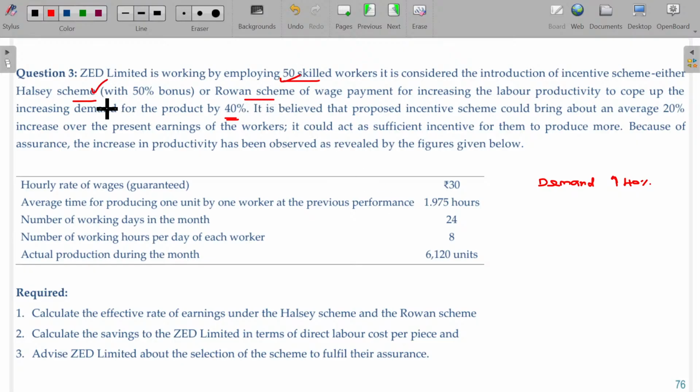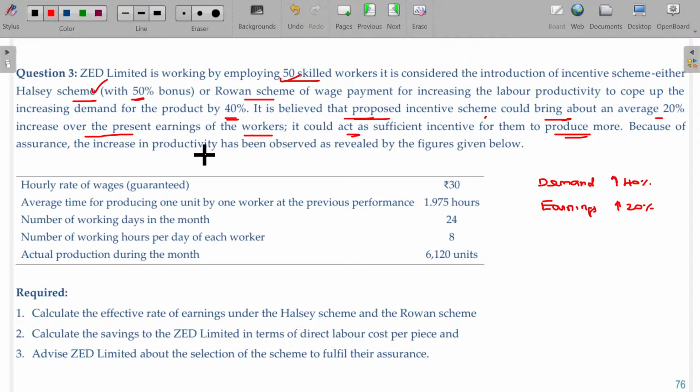Either Halsey or Rowan. In case of Halsey, 50% bonus plan. It is believed that the proposed incentive scheme, either Halsey or Rowan, could bring about an average 20% increase over the present earnings of the workers. Earnings of workers after introducing either plan increase 20%. If the earlier earning being 1 lakh, now they could earn 1,20,000 rupees. It could act as a sufficient incentive for them to produce more.